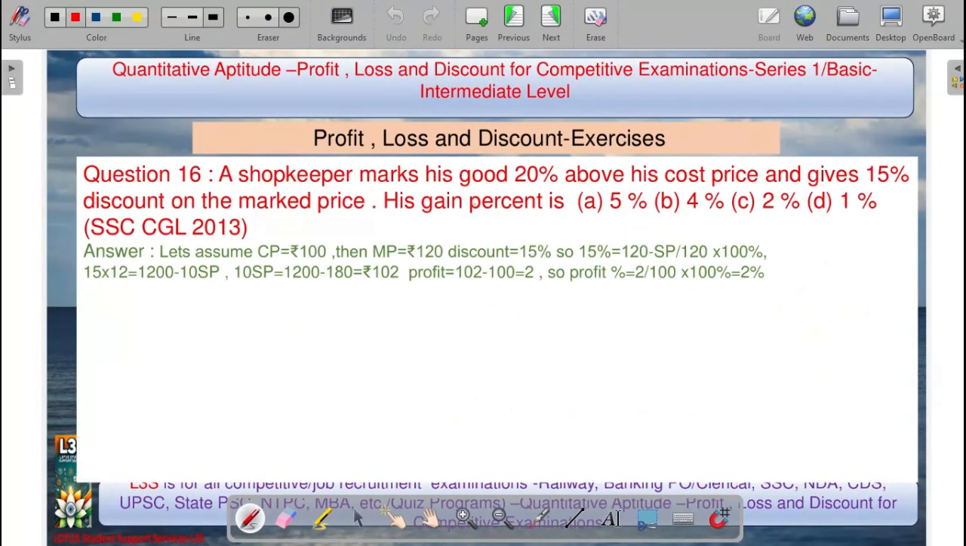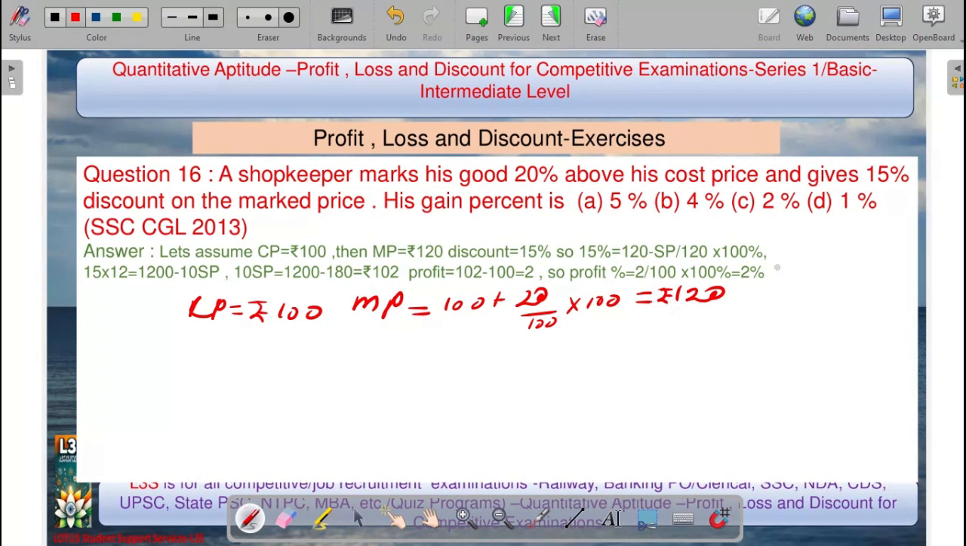Next question. A shopkeeper marks his goods 20% above his cost price and gives 15% discount on the market price. His gain percent is? A shopkeeper marks his goods 20% above his cost price. So say CP is rupees 100. Then what will be the mark price? 20% above 100 means 100 plus 20 by 100 into 100, that will be rupees 120.